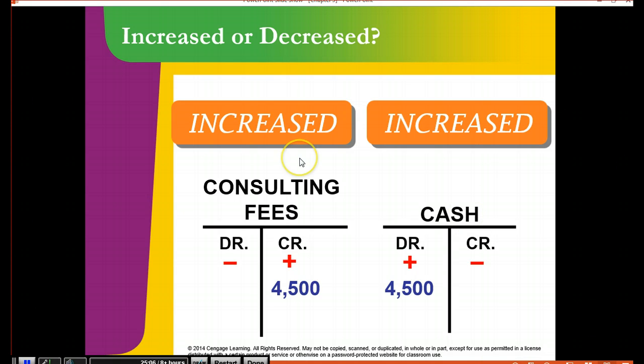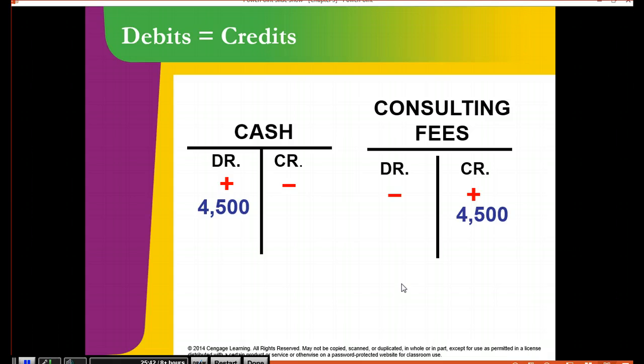Alright, so what happened? Revenues increased because they performed service. We earned revenue. So revenue, which is in this case consulting fees, increased by $4,500. I also received $4,500 cash, which means my cash goes up by $4,500. So the consulting fees revenue going up is a credit on the right side, $4,500, and the increase in cash that I receive is a debit on the left side for $4,500. And I am in balance. I've got 4,500 debit and 4,500 credit, so the transaction is good. I'm ready to move forward.